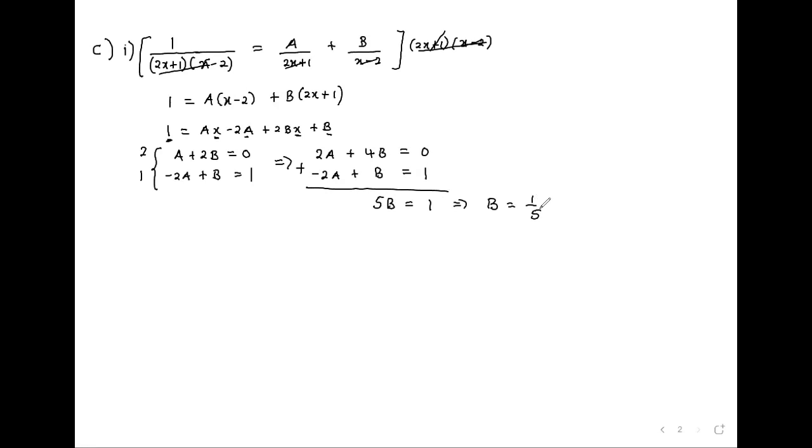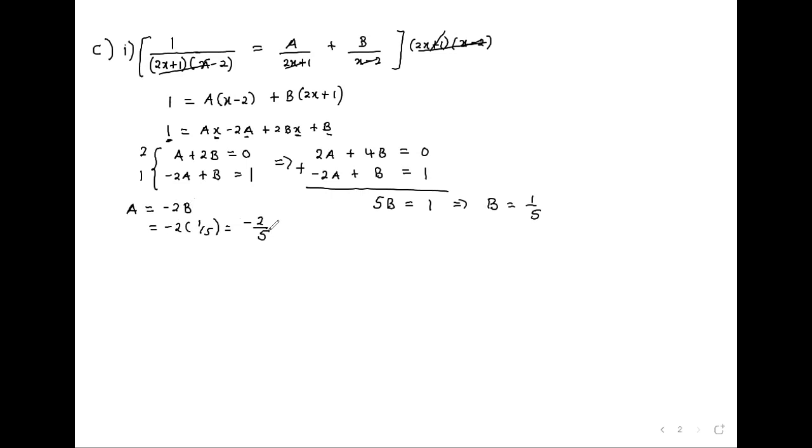If we know B, then you can easily know A. We just pick this equation here, the first equation. Since B is 1/5, then A is -2/5.